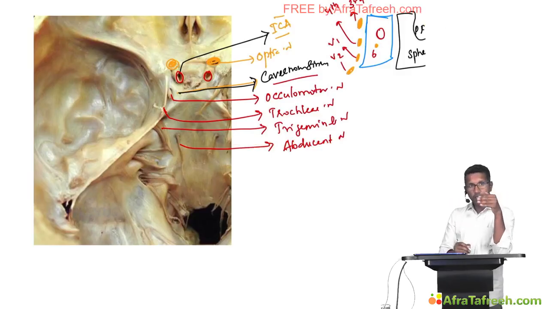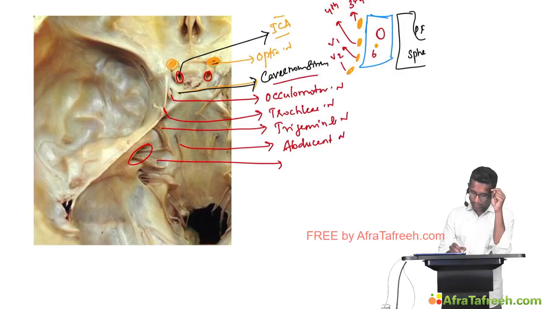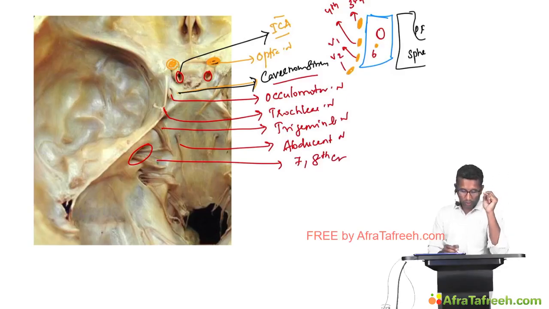Now on the posterior surface of the petrous temporal bone you have this canal. This is called the internal acoustic meatus, which allows the transmission of the 7th and the 8th cranial nerves, the facial and the vestibulocochlear nerve.